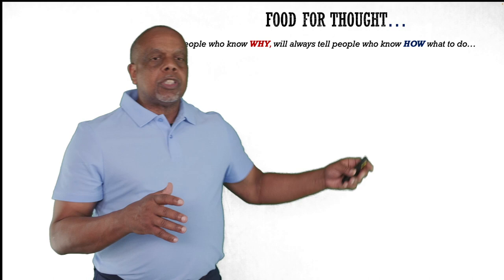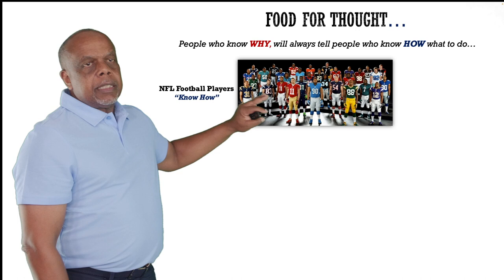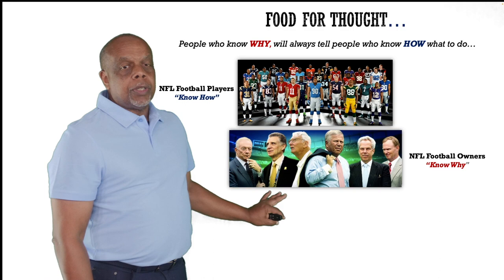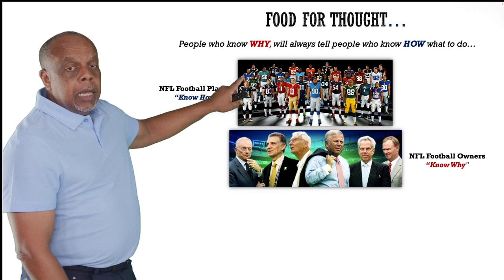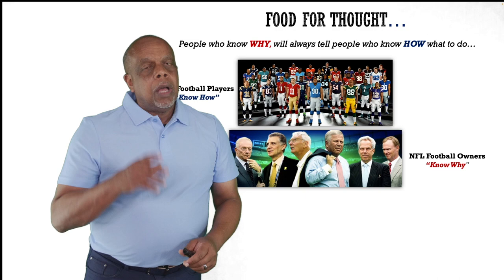You see this? This is a football player from all 32 teams in the NFL. These guys know how to play football. They're great at it. They understand how to execute plays and do those things. However, this is a snapshot of some of the NFL owners. They know the why. And that is why players will always be subordinate to owners. They can strike as much as they want, it doesn't matter. The guys who know why will always tell the guys who know how what to do. So think about that in your organization: learning the why is so important.